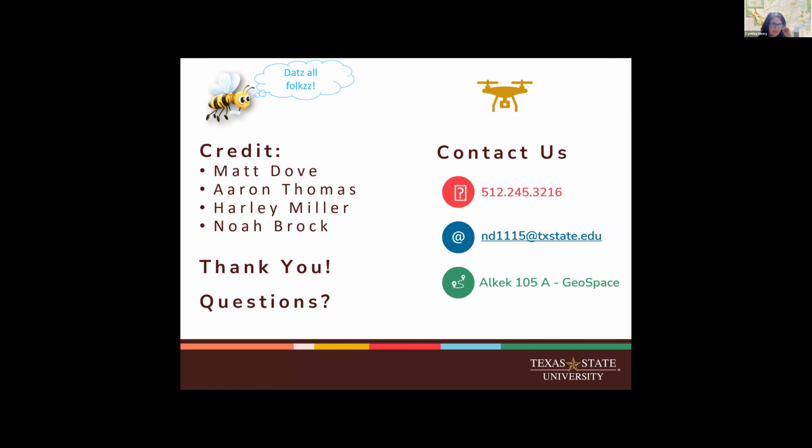Will you tell us again how many drones you have at the library? We have 4. So we have 2 DJI Minis, and then we have two Phantoms. One is the multispectral for doing multispectral analysis, and the other one is just a regular Phantom for capturing videos. You can also use it for drone mapping as well.